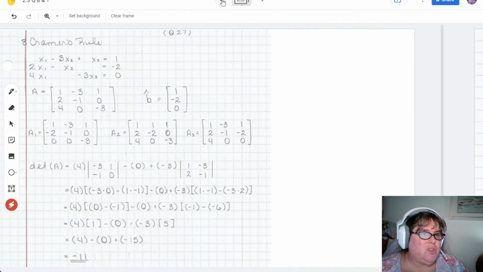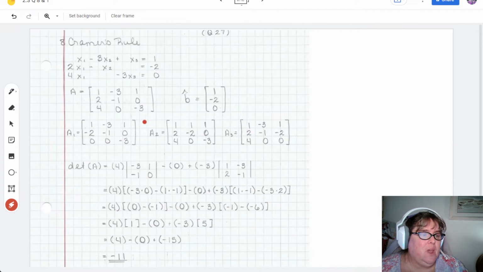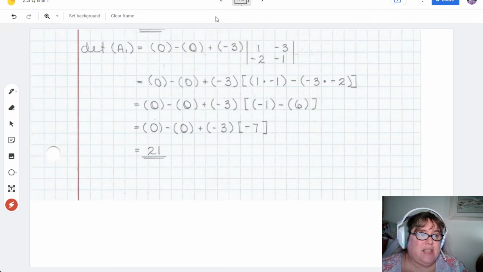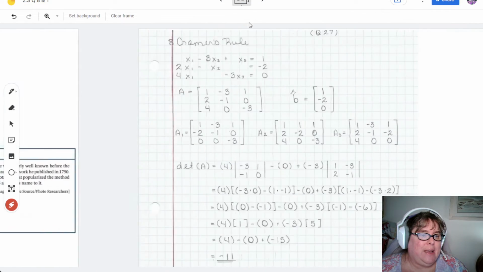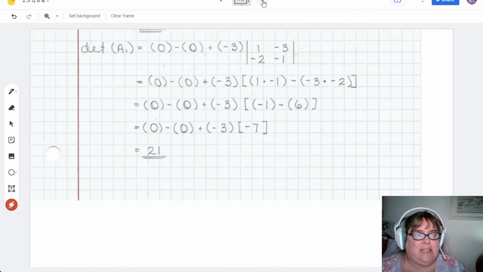Okay, so I did not show it here. I will go back to here. For my A sub 1 matrix, I replaced the first column with my B matrix, and the second and third columns remain the same. And we solve it the same way. I chose to use the third row, 2 zeros, definitely the easiest way to go. So just a -3 times this cross product, I got a 21 as the determinant of A sub 1.